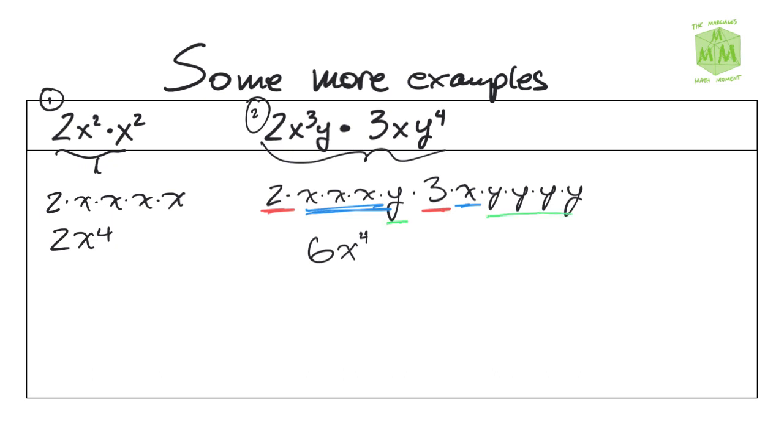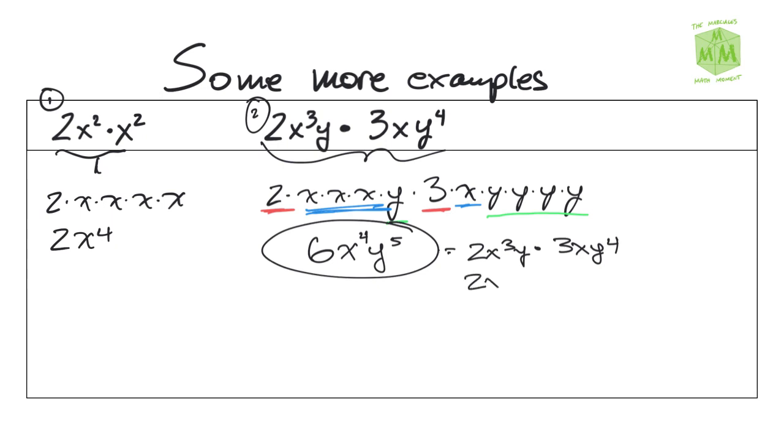And I count the other variables. 1, 2, 3, 4, 5 y's. So I have y to the fifth. This is my final solution. This equals 2x cubed y times 3xy to the fourth. Sometimes you'll see it written as 2x cubed y, and then 3xy to the fourth will be inside parentheses. That means there's multiplication happening there.